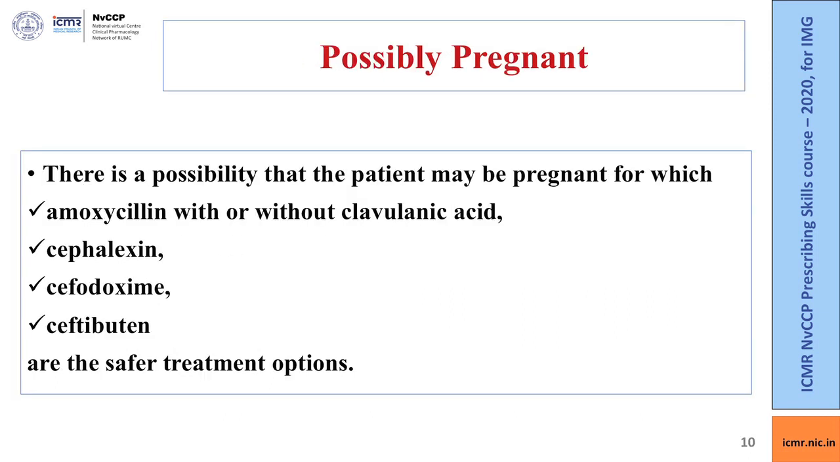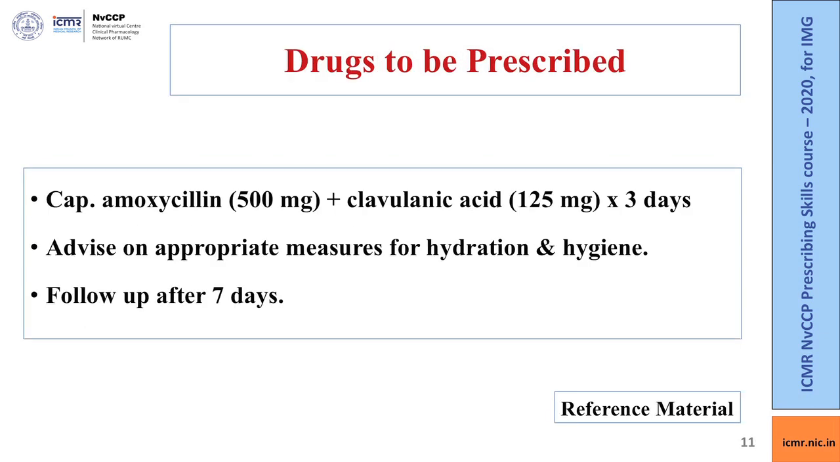There is a possibility that the 19-year-old patient in our case may be pregnant, for which amoxicillin with or without clavulanic acid, cefalexin, cefpodoxime and ceftibuten are the safer treatment options. Hence, the drugs to be prescribed for the 19-year-old Meena are capsule amoxicillin 500 mg plus clavulanic acid 125 mg for 3 days, advice on proper measures for hydration and hygiene, and advise the patient to follow up after 7 days. Please refer to our reference material for the general principles of therapy for urinary tract infection.